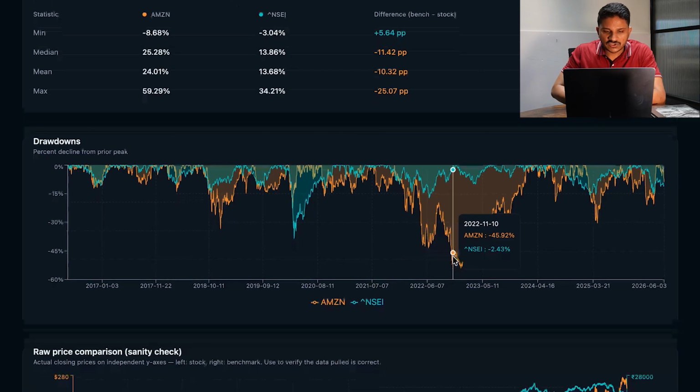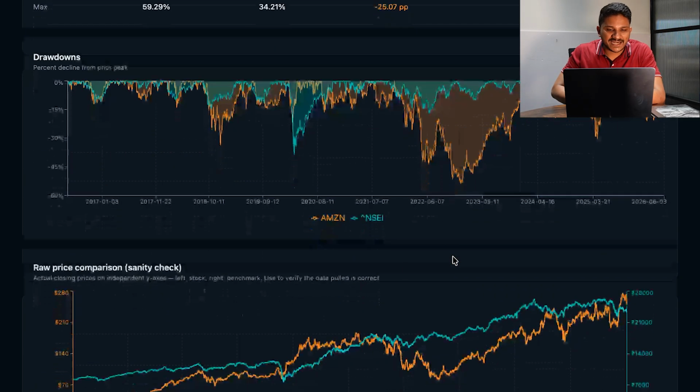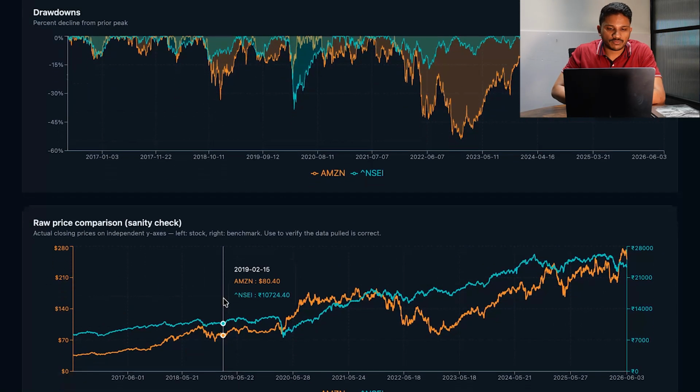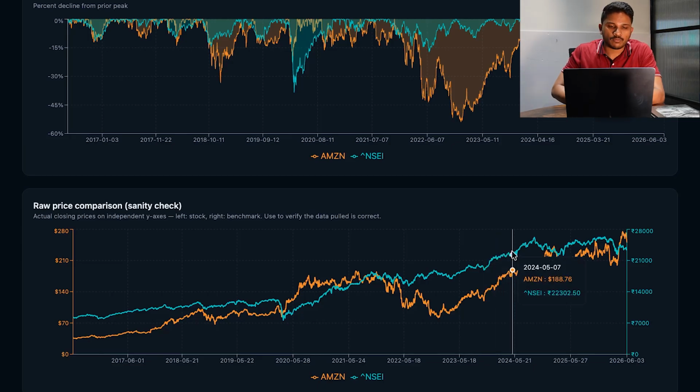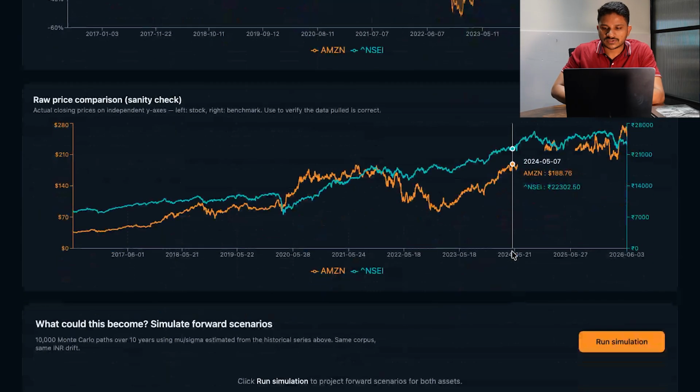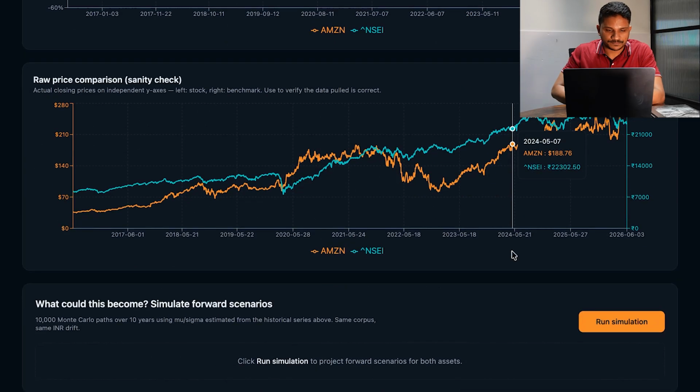And this graph is just to do a simple sanity check on what's happening with Amazon and Nifty 50 share price. So you can look at these share prices and see if this tool is actually using the right data when we are comparing these two stocks and benchmarks.